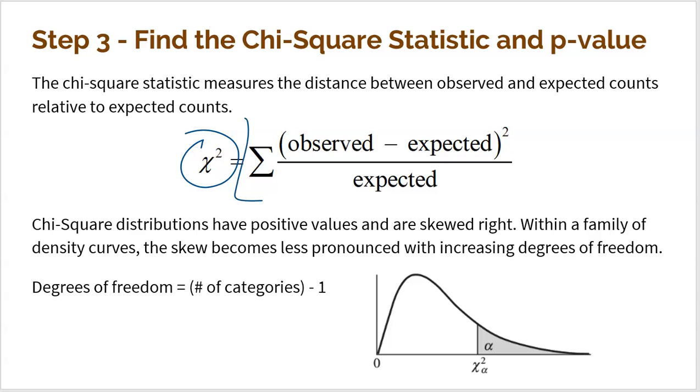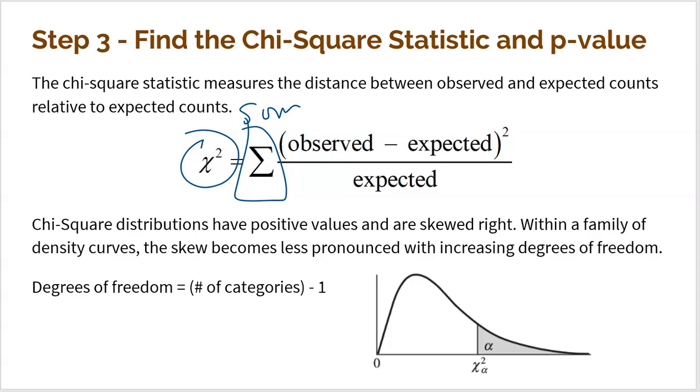Now this symbol right here is the summation symbol. So basically we have to apply this formula to every single category. Blue eyes, green eyes, hazel, brown eyes, and so forth. And then we add them all together because that's the universal symbol for sum. So we've got to add up all those values.